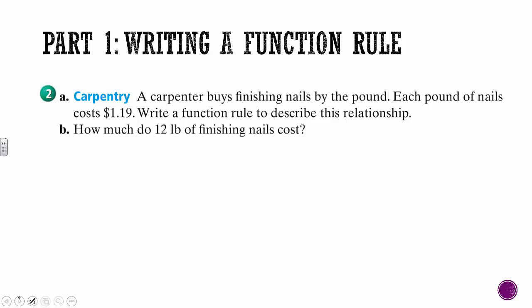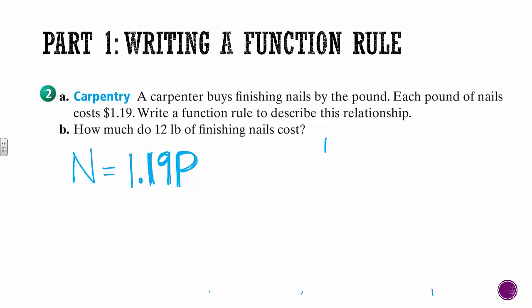So then the next thing is I'm going to give you a story, and you have to come up with an equation to model it. So a carpenter buys finishing nails by the pound. Each pound of nails costs $1.19. Write a function to describe this relationship. So our nails cost $1.19 for every pound. And I don't know how many pounds I'm buying, but using this relationship, I can figure out how much my nails are going to cost me.